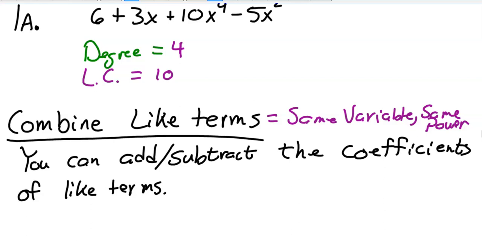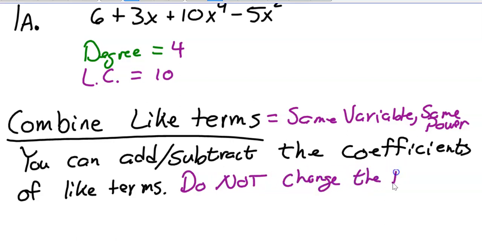So what you're going to do when you add or subtract the coefficients of the like terms, the one thing you have to remember is that when you add or subtract the coefficients, you do not change the powers. That when you add and subtract, you only worry about the numbers that's in front, the coefficients. The powers don't change. They stay exactly the same.